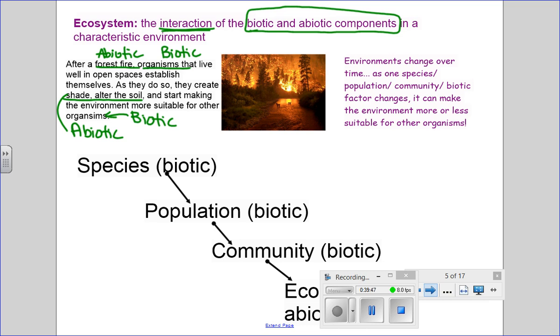And the idea is that things change over time. If one factor in the species or the population or the community or some other biotic factor changes, it can make the environment, which is all of our abiotic factors, more or less suitable for other organisms.